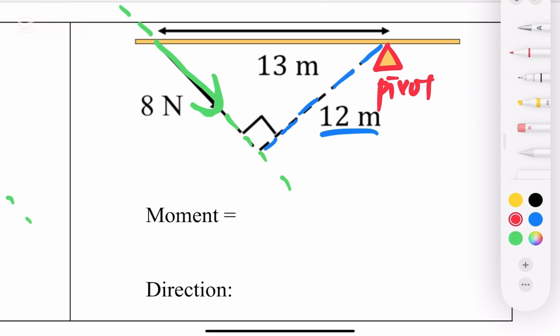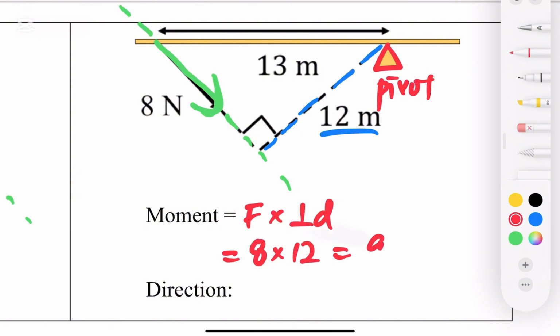The moment, as usual, is force multiplied by the perpendicular distance. We should have identified the force to be 8 newtons and the perpendicular distance to be 12 meters, and that gives us 96 newton meters. And not forgetting the direction. In this case, the force is acting to the left of the pivot and it's going downwards. So you can imagine it's going in the anti-clockwise direction, as indicated by my black arrow.